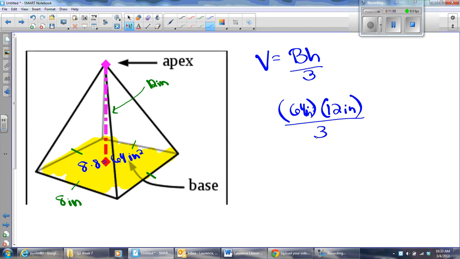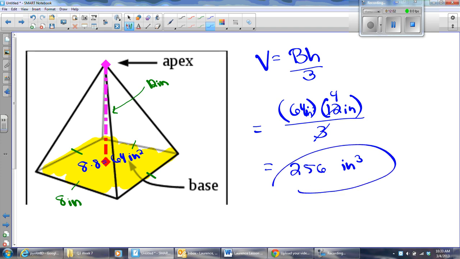Now, again, I can divide first if I want to here. I'll go 3 goes into 12 4 times. I know my answer is going to be in inches cubed. I think that's going to be 256 inches cubed. Warning how I did that so fast. I doubled 64 to get 128, and I doubled 128 to get 256. Doubling a number and then doubling that answer is the same as multiplying the original number by 4.